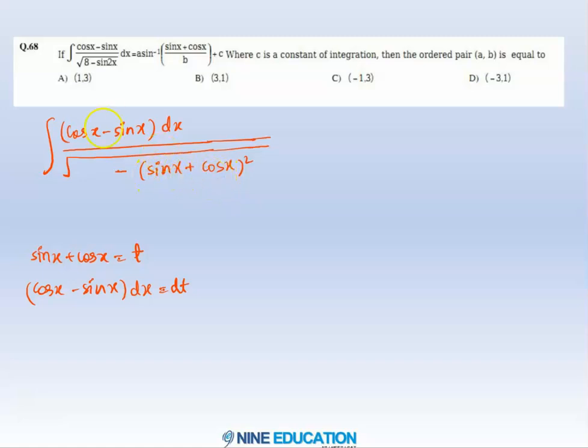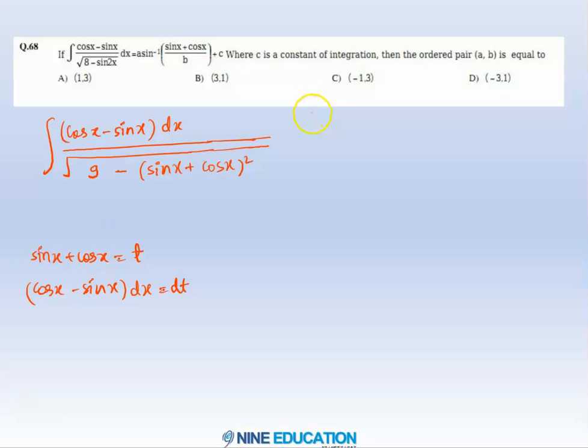So that extra one which I am getting, to balance that, I will make this 8 as 9, so that when I open this bracket, I will be getting 9 minus 1 plus 2 sin x cos x. So 9 minus 1, I will get 8, and this 2 sin x cos x, that will give me sin 2x. That's all. So this is a simple manipulation that we need to understand.